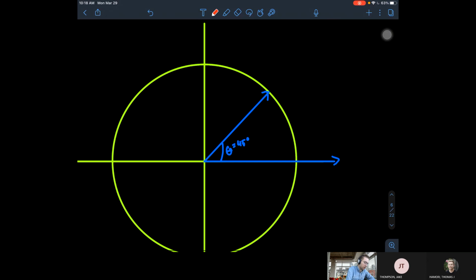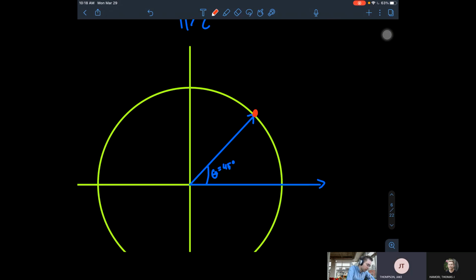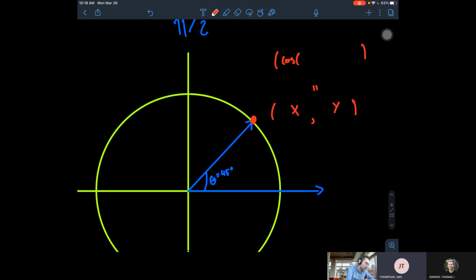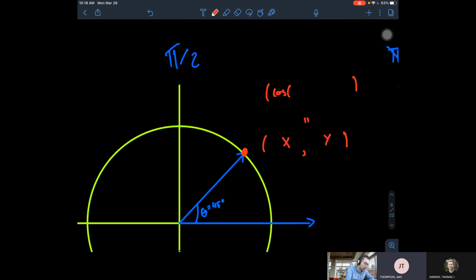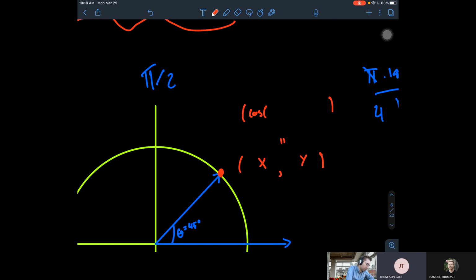So on my picture down here, maybe I could fill in a little bit more. I could put a point here, right? And this point has coordinates. What are the coordinates of this point? X and y? X and y. And how do I say that using sine and cosine? Cosine, sine. Yeah, cosine of, and since theta is 45, I'm going to put 45, or pi over 4 if you want.